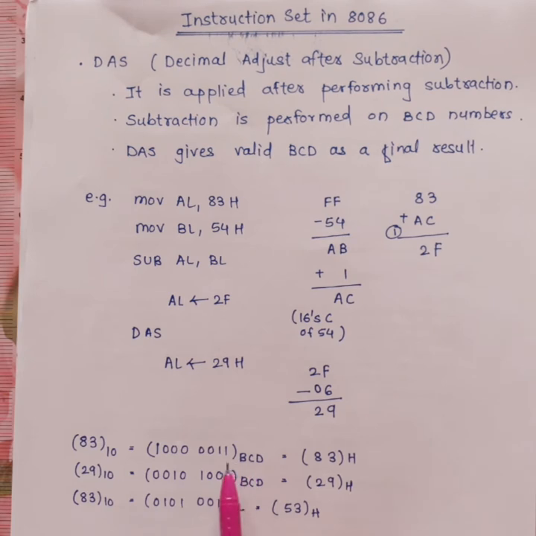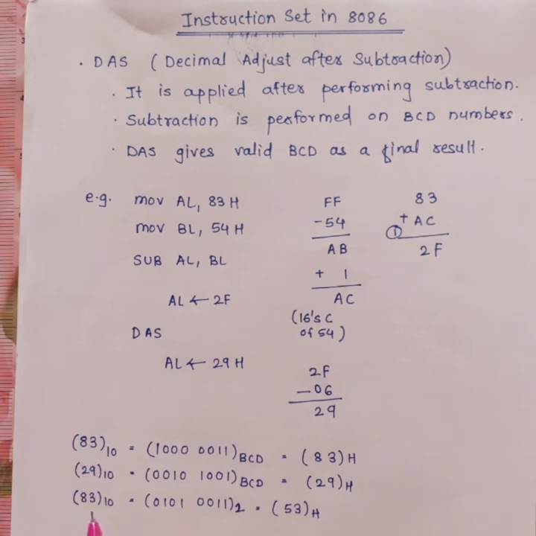Then this BCD can be converted into hexadecimal by forming groups of 4 bits. So 0011 is grouped to get 3. Then 1000 is grouped to get the hexadecimal digit 8. So when we perform decimal to BCD conversion and BCD to hexadecimal conversion, we find the hexadecimal is the same as that of the decimal number.